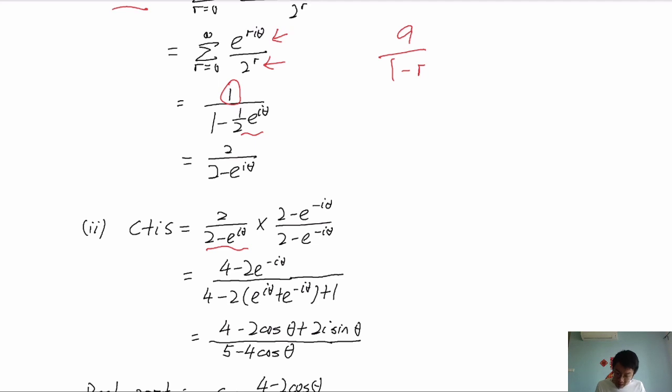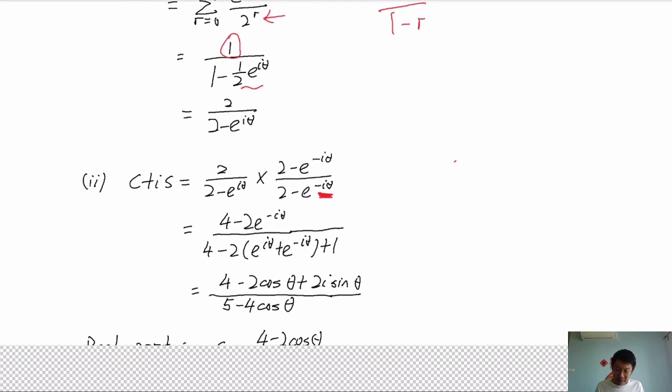So from there, we have to multiply by the conjugate. In this case, the conjugate is not 2 plus e^(iθ). This is not our conjugate, and we won't end up with something nice. The conjugate in this case is that we have to negate the angle, the iθ. So this is why we multiply by 2 minus e^(-iθ).